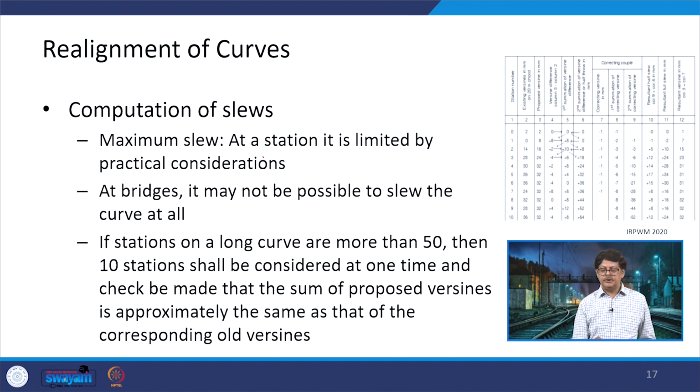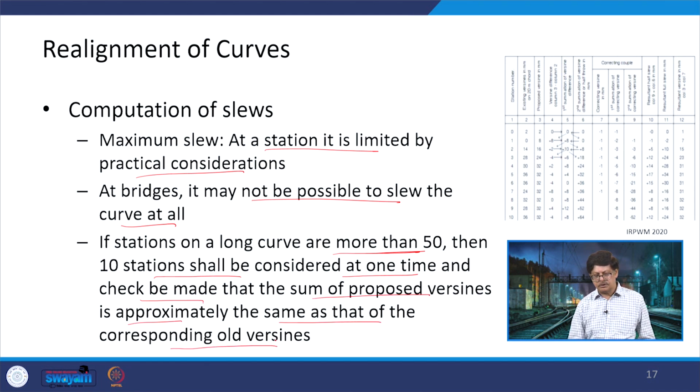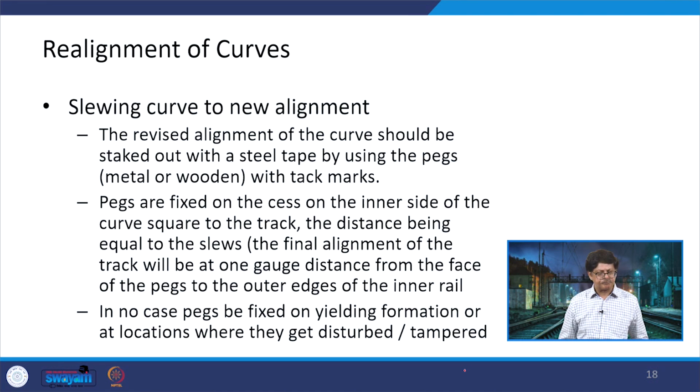The maximum slew at a station is limited by practical considerations. At bridges it may not be possible to slew the curve at all. If stations on a long curve are more than 50 meters, then 10 stations shall be considered at one time, and a check may be made that the sum of the proposed Versines is approximately the same as that of the old Versines. I already defined it. If it is a long track, then we divide it into subgroups.